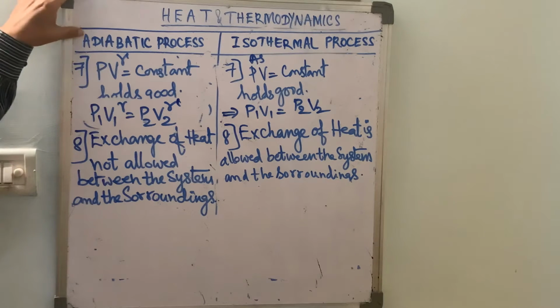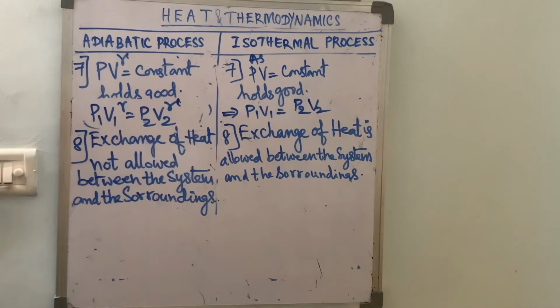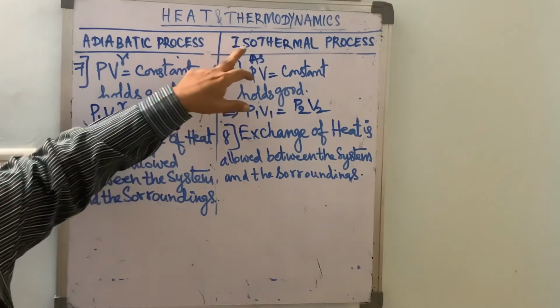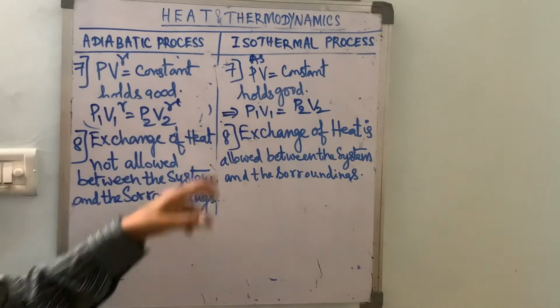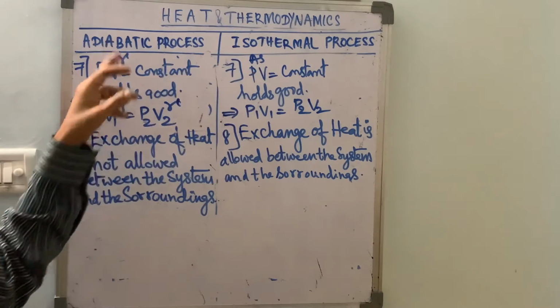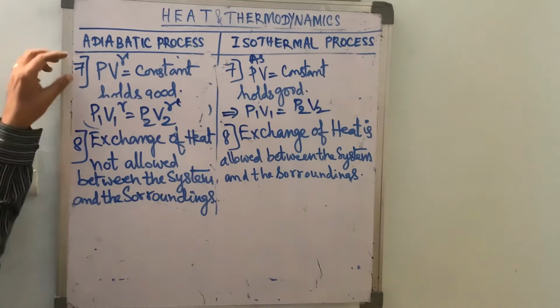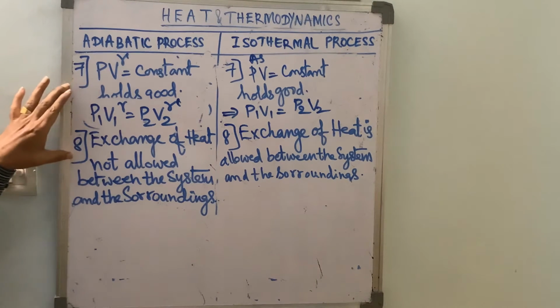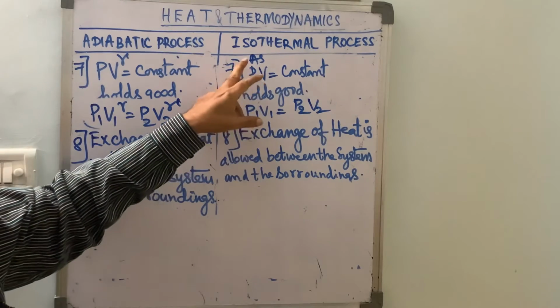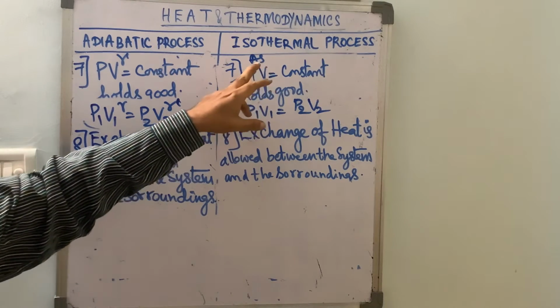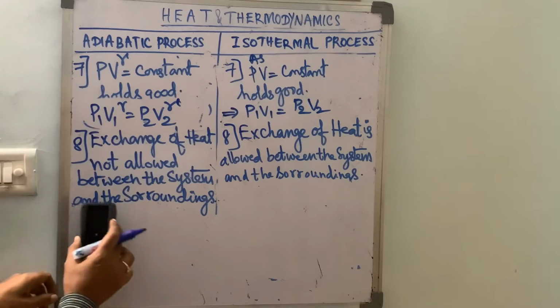And in isothermal process, as temperature is constant, internal energy remains constant. In adiabatic process internal energy changes because all the three P, V, T change, but heat energy remains constant in adiabatic process, whereas heat energy is not constant in isothermal process.